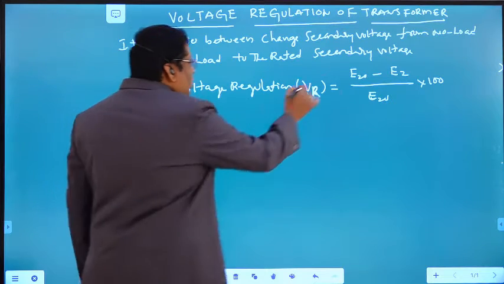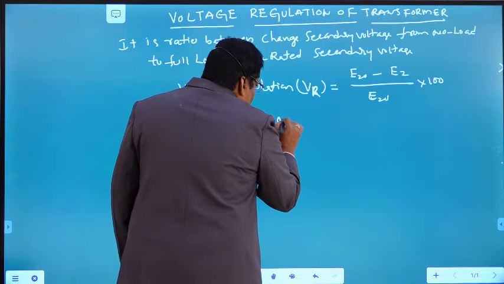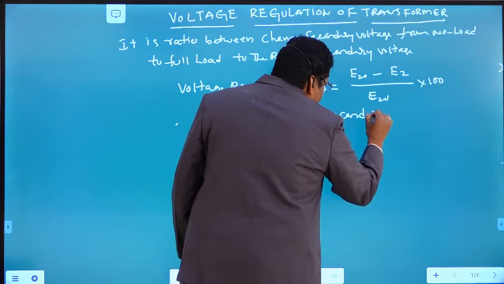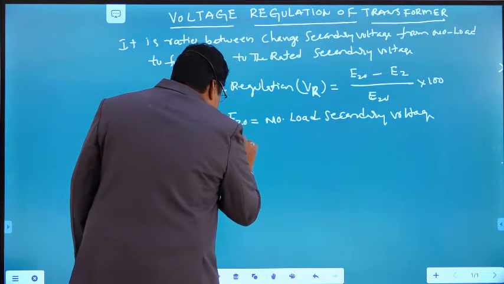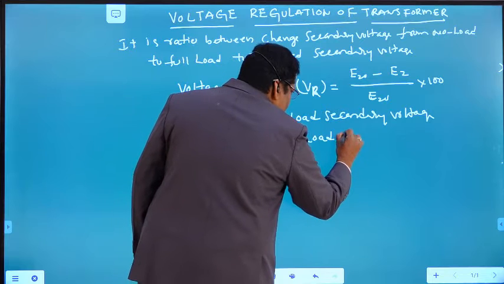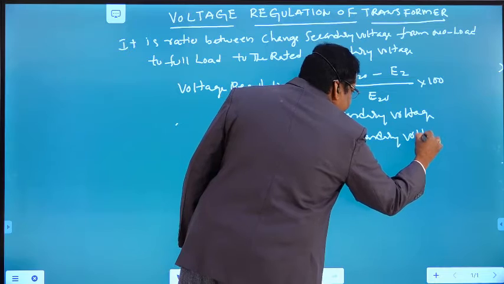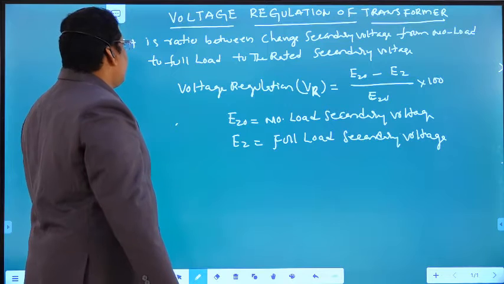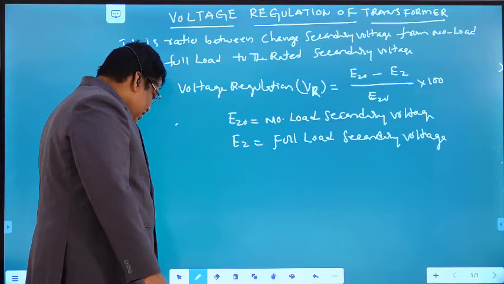See here, E2 naught is the no load secondary voltage. E2 is the full load secondary voltage. Now we are going to derive the expression for voltage regulation in a transformer.